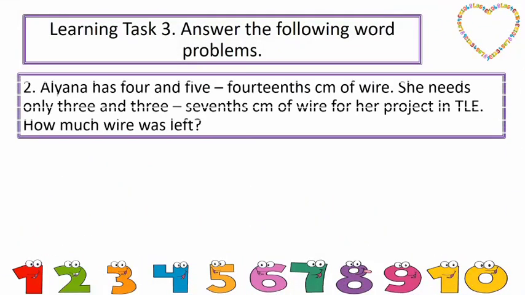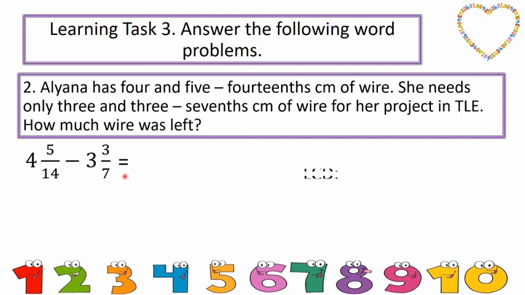Number 2. Aliana has 4 and 5/14 centimeter of wire. She needs only 3 and 3/7 centimeter of wire for her project in TLE. So how much wire was left? For this, the operation involved is subtraction. So we have to change this to fractions. So we have 4 and 5 over 14 minus 3 and 3 over 7.